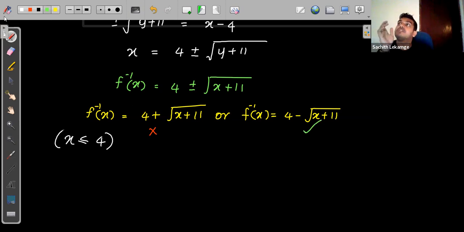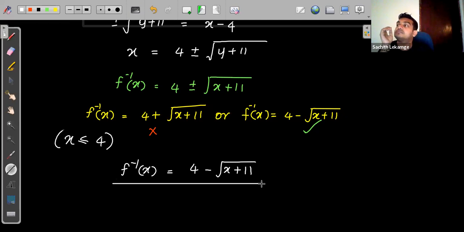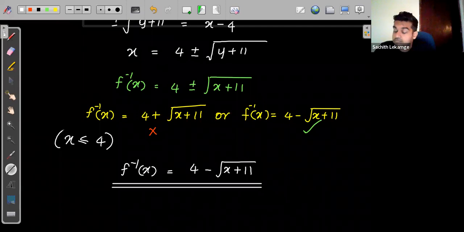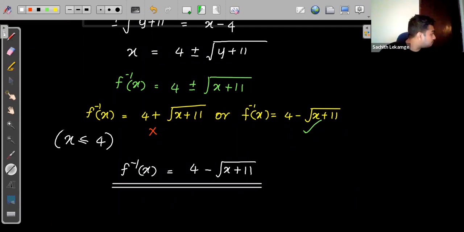So, f inverse x is equal to 4 minus square root of x plus 11. Okay, so we're done. That's enough of functions, right? Yeah, sure. Okay, finish copying.